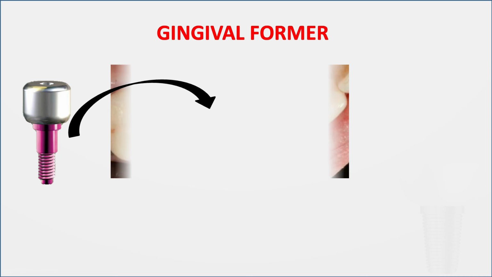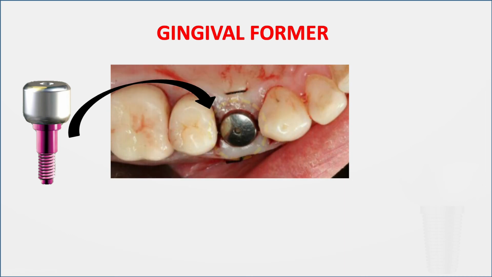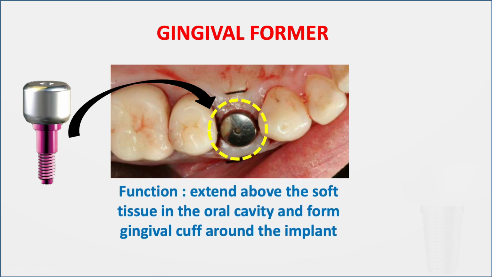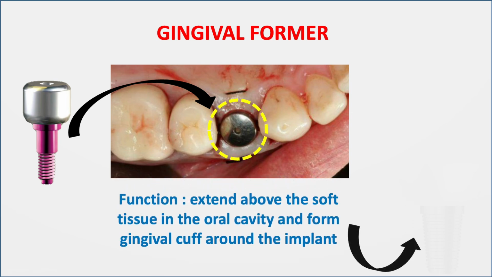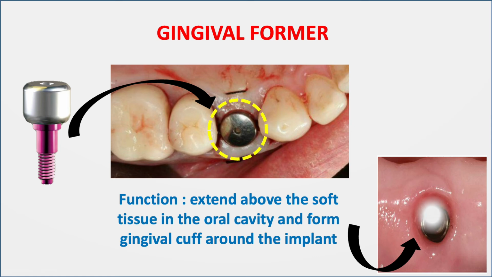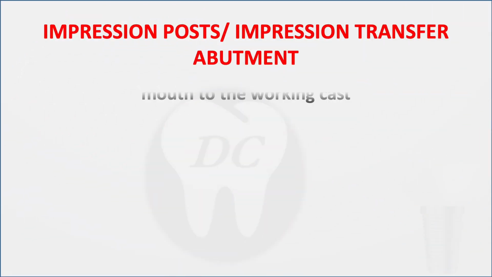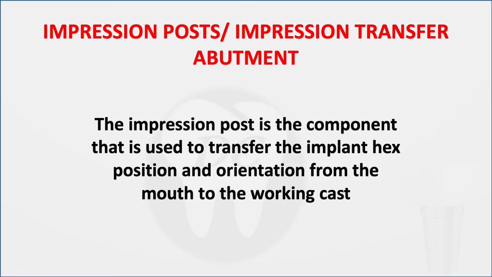Look at the first figure. We have a gingival former which is placed over the implant at the time of second stage surgery, and it will result in formation of a gingival cuff or soft tissue profile. So the function is to extend above the soft tissue in the oral cavity and form a gingival cuff around the implant.